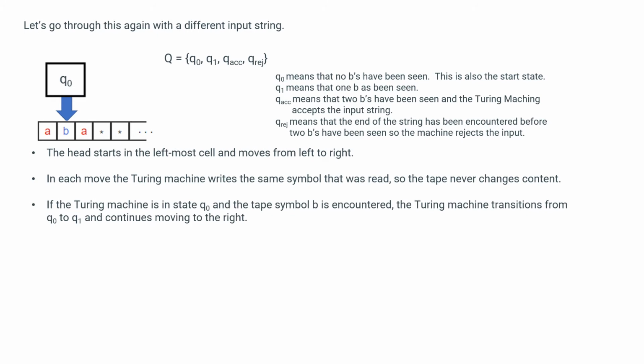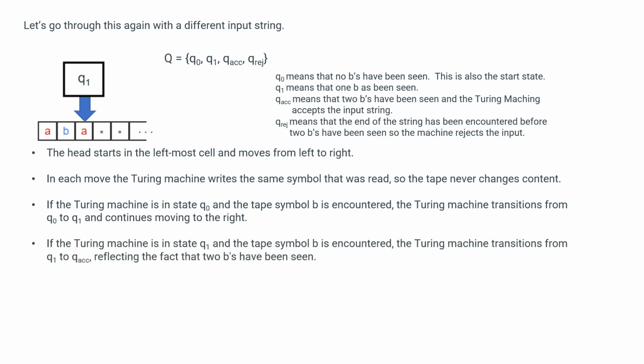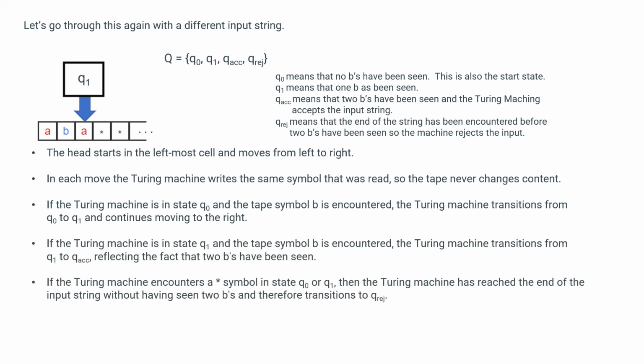It does see a B now, so the state's going to change to Q1 and move to the right. And now it sees an A, so the state doesn't change because it's still just seen one B, but it's going to move to the right again, and it's going to encounter a blank symbol. And so the blank symbol tells us that it's reached the end, and it never did get up to Q accept, so we would have to say it's rejected. So we would say the Turing machine rejects ABA.